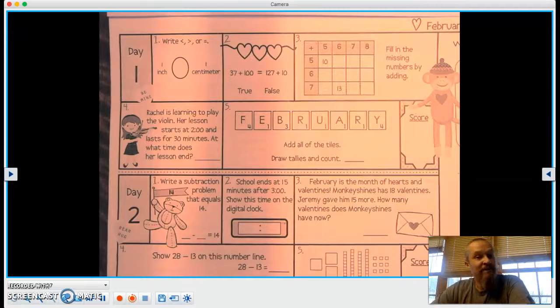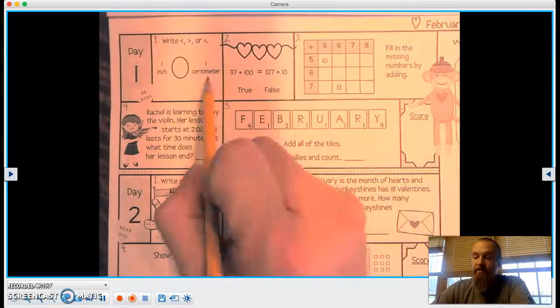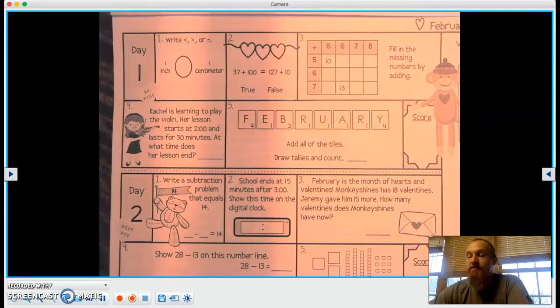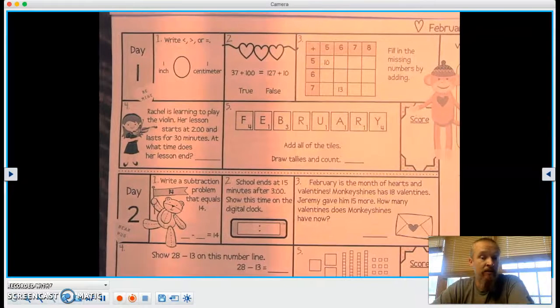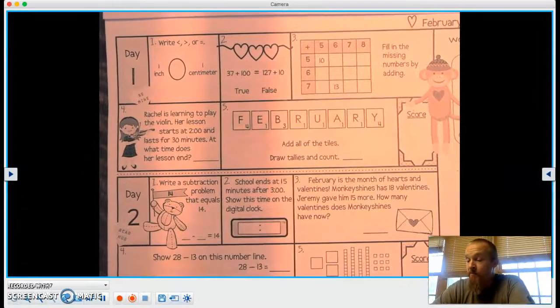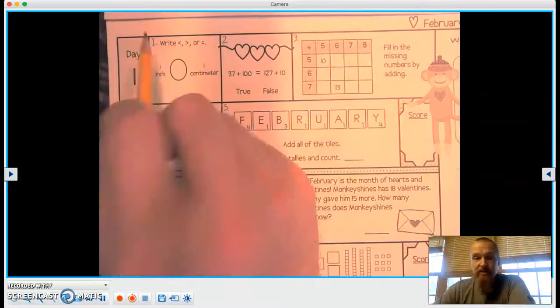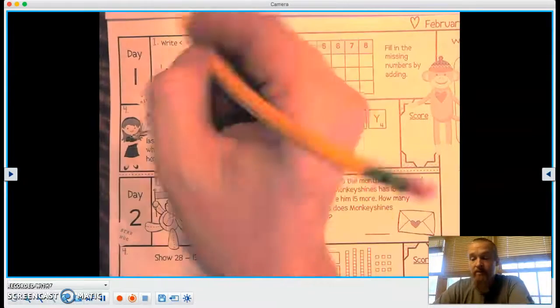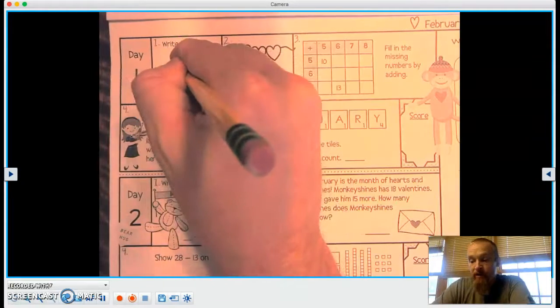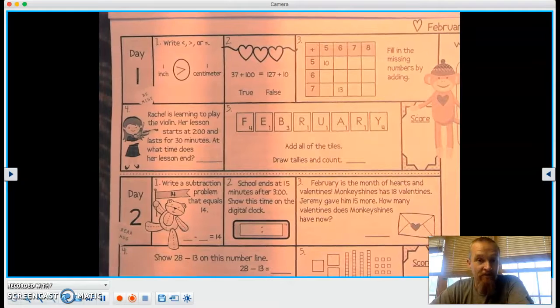We are going to write less than, greater than, or equal to. So we have 1 inch versus 1 centimeter. Well, if we get out the green pattern block template, we'll notice one side is centimeters and the other side is inches. And an inch is larger than 1 centimeter, therefore 1 inch will be greater than 1 centimeter.